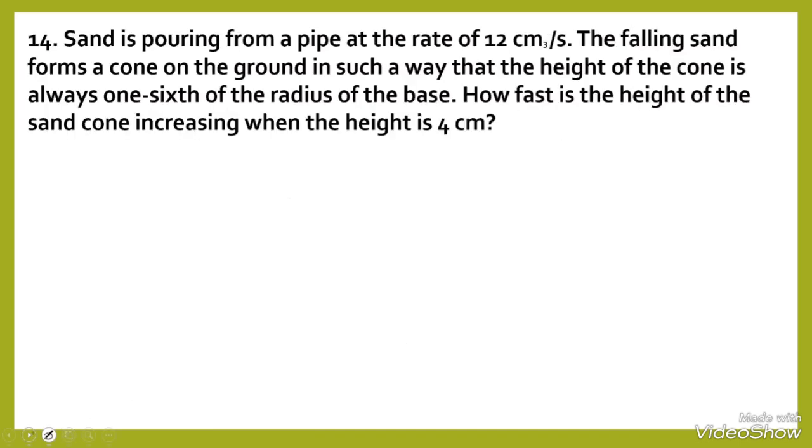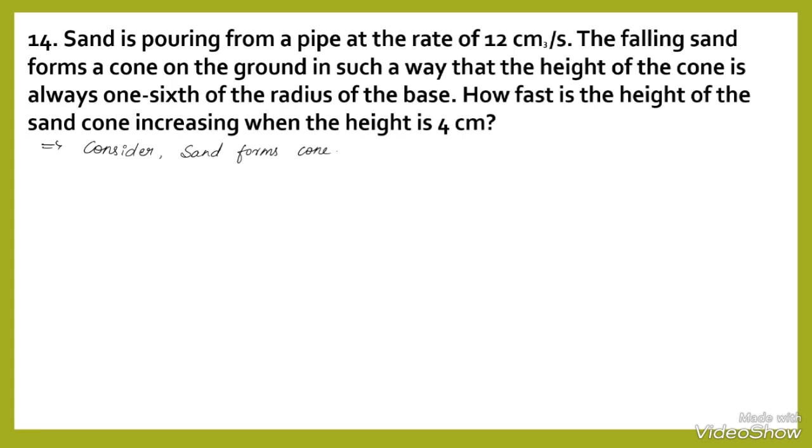Now let's move on to the next problem. That is question number 14. The sand is pouring from the pipe at the rate of 12 centimeter cube per second. The falling sand forms a cone on the ground in such a way that the height of the cone is always one-sixth of the radius of the base. How fast is the height of the sand cone increasing when the height is 4 centimeter? So first we have to consider the cone. Consider the sand forms a cone.